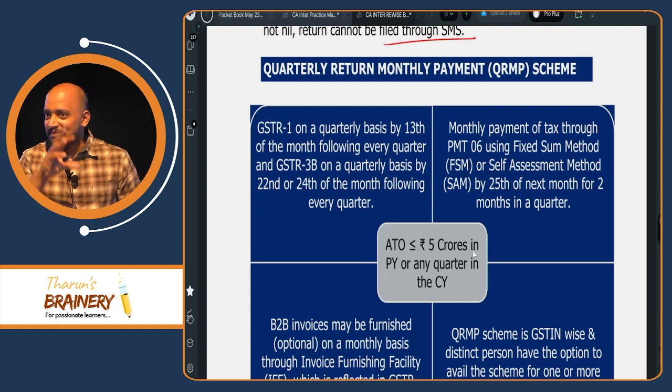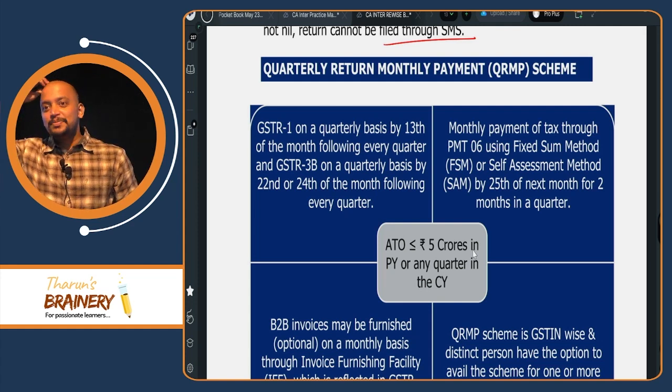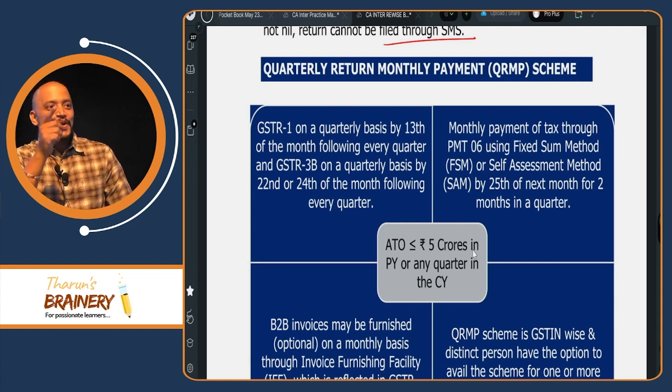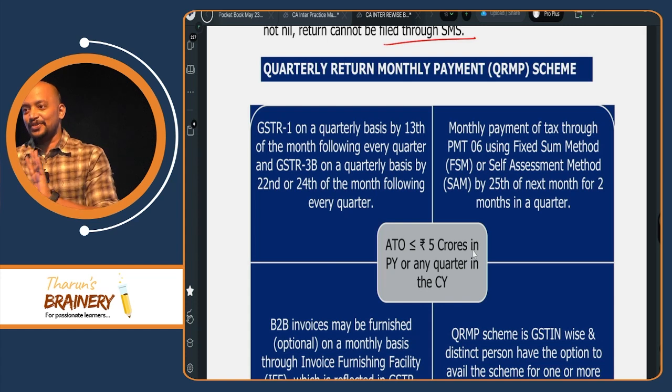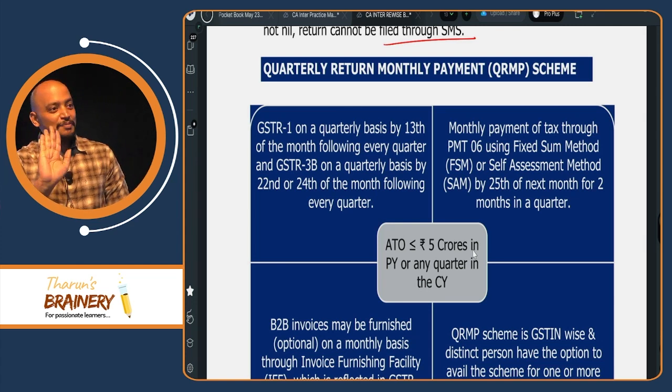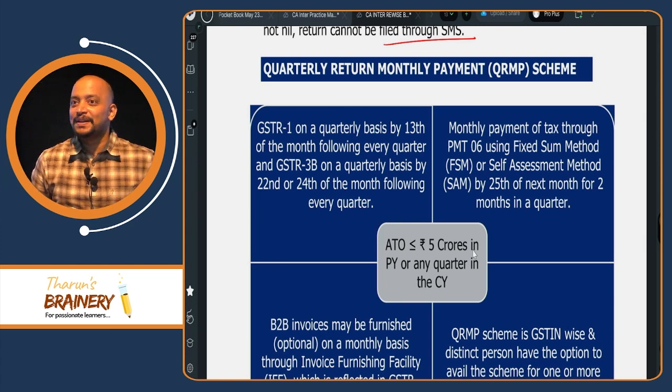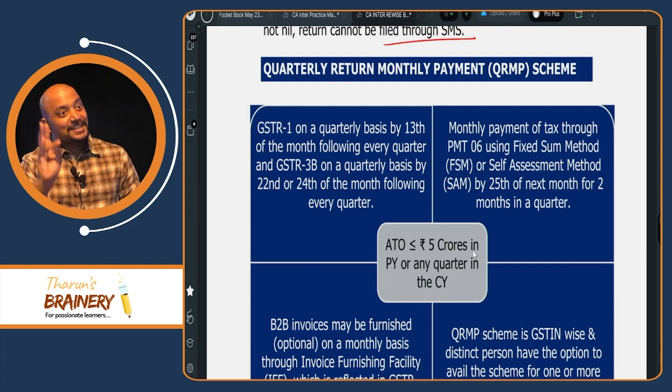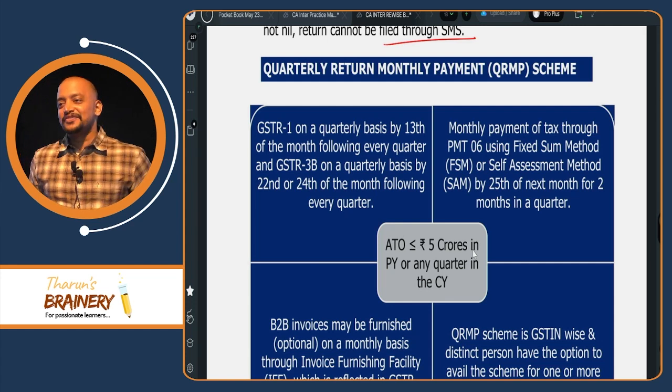So this system finally, people did not understand why QRMP came, so everyone is going for monthly itself. Okay. See, QRMP is beneficial when you know QRQP. Then only it will be beneficial. What is it? QRQP, quarterly return, quarterly payment. Then only it is beneficial.